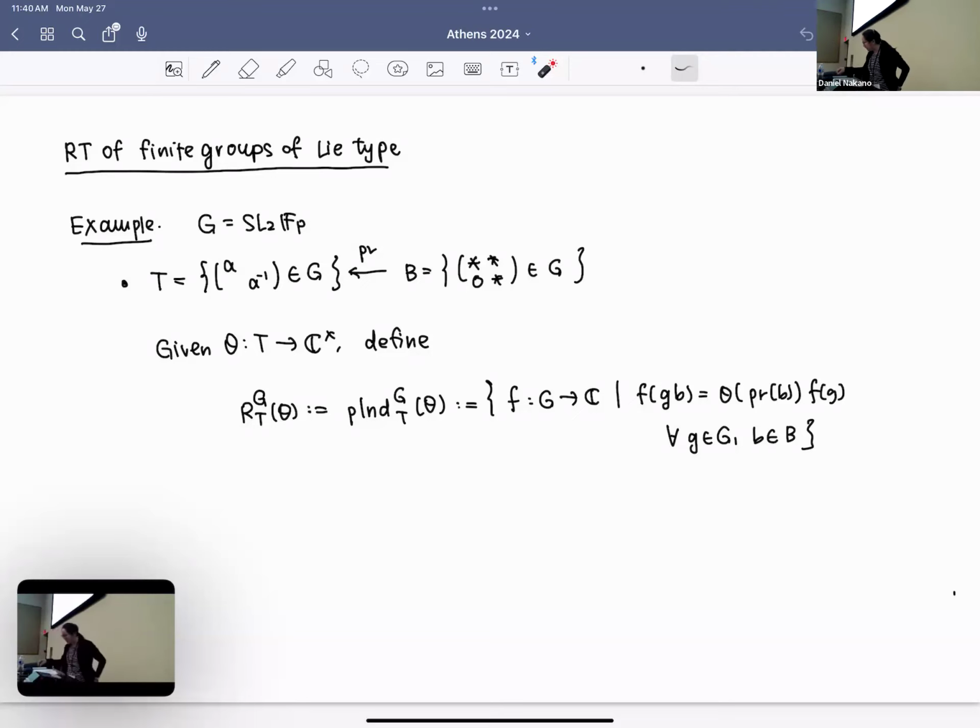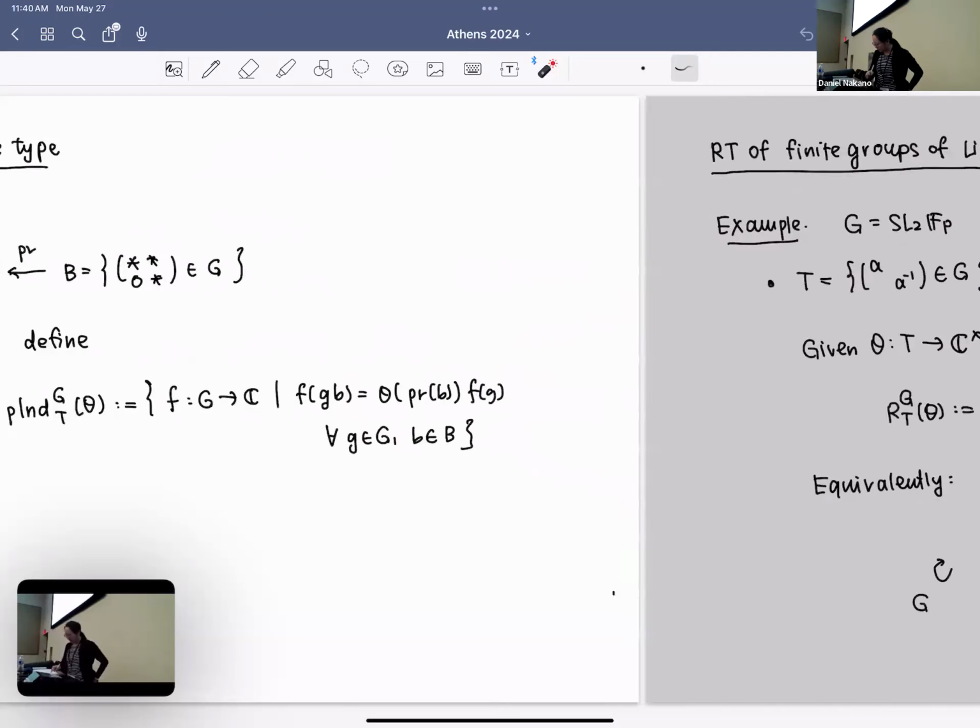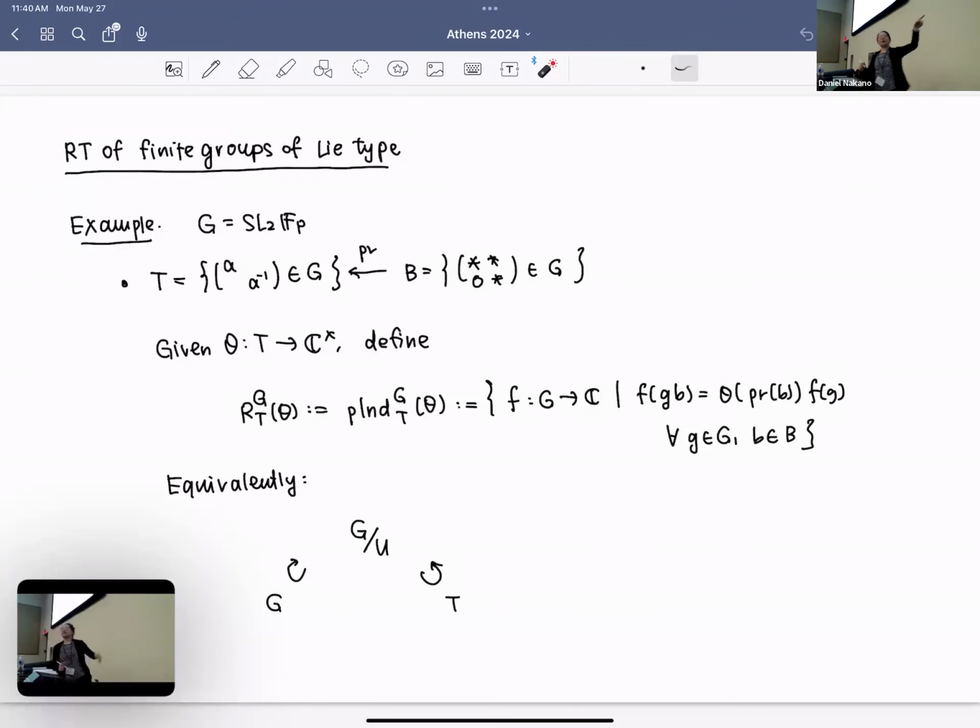So any function inside this space will descend to a function on G mod U. So now I have this G mod U object. So G mod U is very nice. There's a left action by G, and there's also a right action by T, and that's because T normalizes U. And anytime we have an action like this, it means that I have an action on the function space of this thing. So this is just a finite set. My G is SL2 FP, my U is upper triangular unipotent things in FP. So that's just like a one-dimensional vector space over FP. So I can put this C here now, or a QL bar if you wish. And so now I have this representation that has these two actions.